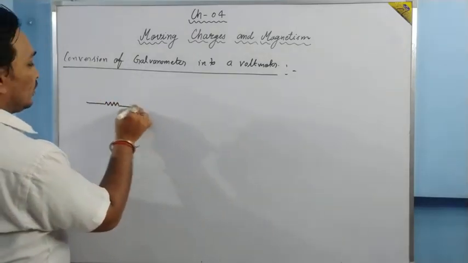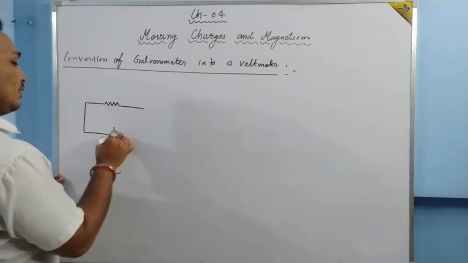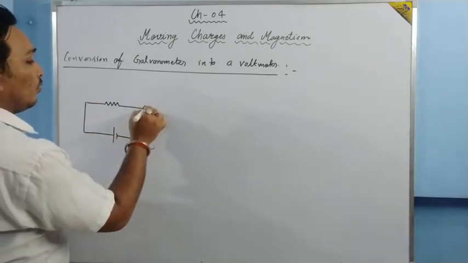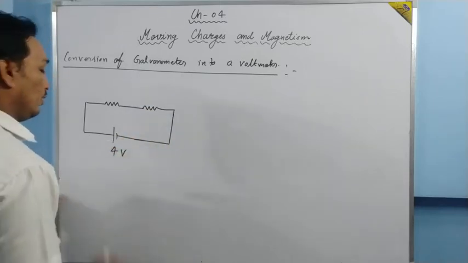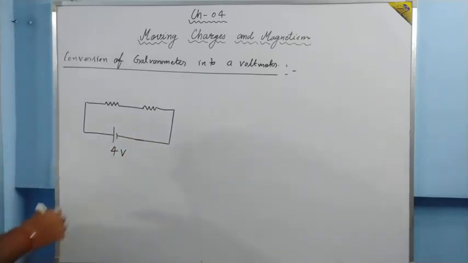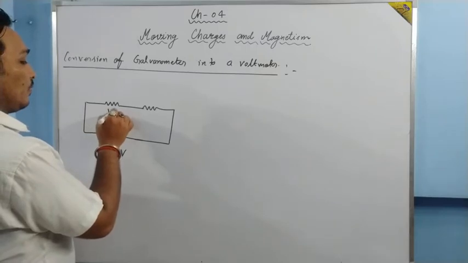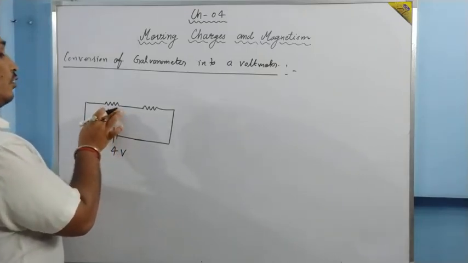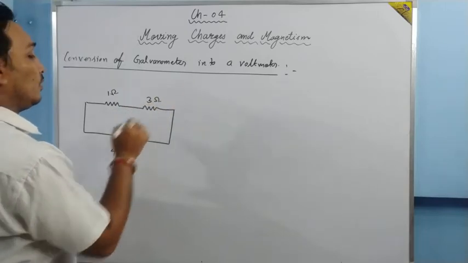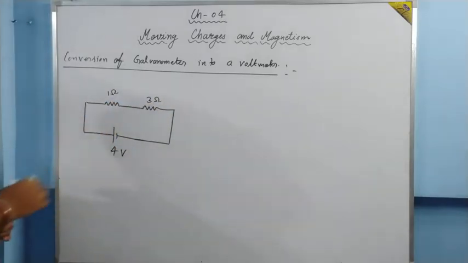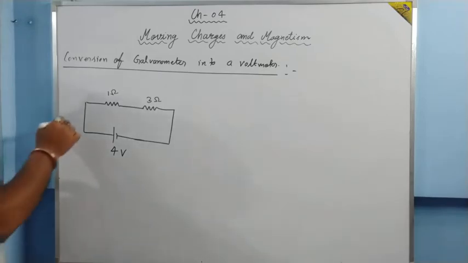Suppose one resistance is there, one cell is there, one more resistance is there. Suppose this is of 4 volt. Okay, this resistance is of 1 ohm, this resistance is of 1 ohm, and this is of 3 ohm. What is the current flowing in the circuit? The equivalent resistance will be 4 ohm, the cell is of 4 volt, so current flowing will be 1 ampere.